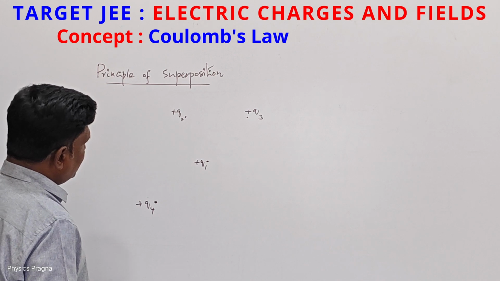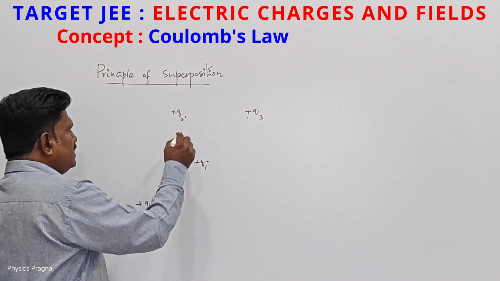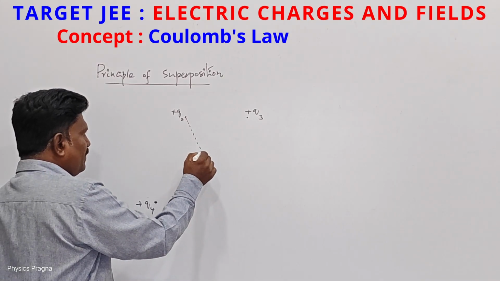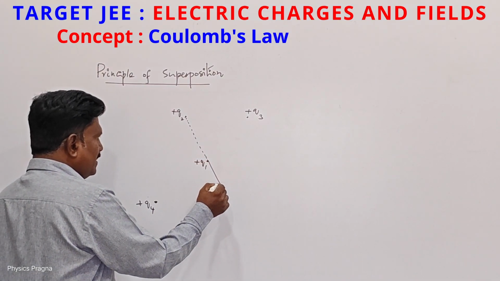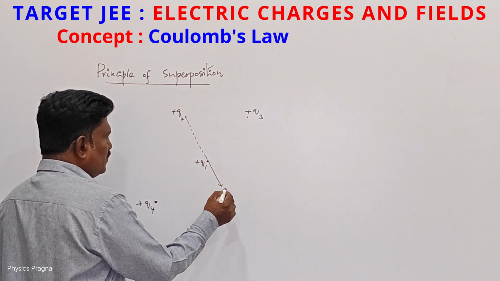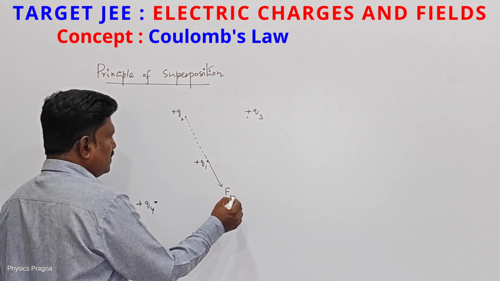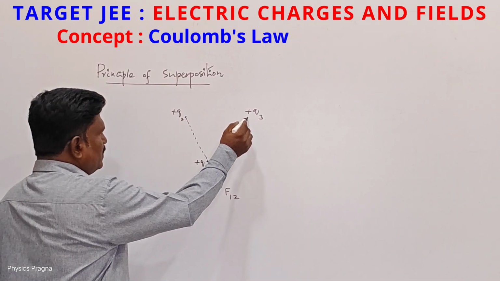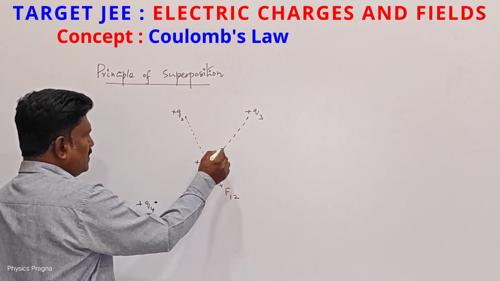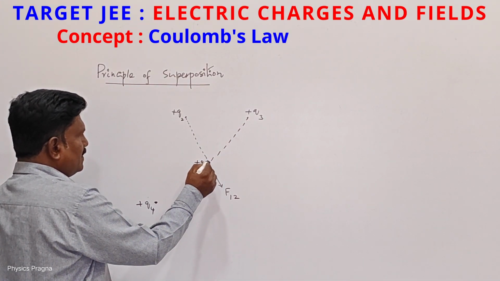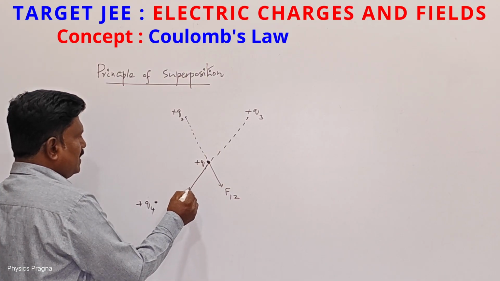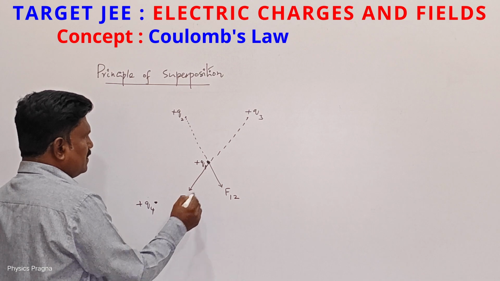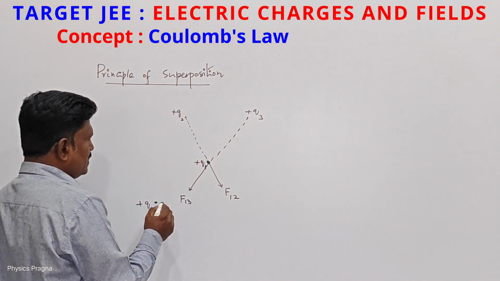So here four charges are there. This positive charge Q2 will repel this Q1 in this direction. This is the force on the first charge due to the second charge. This Q3 charge also repels this Q1 charge in this direction. This is the force on Q1 due to the third charge.